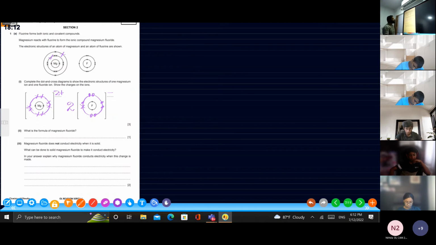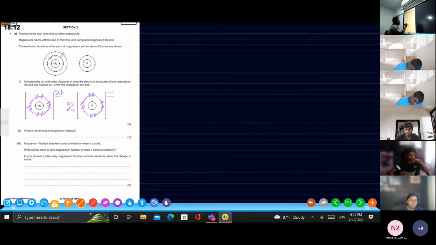Right? So the marks: the correct charge is 1 mark. Correct electronic structures, 1 mark. And 2, 1. You need to have 2 fluoride ions, otherwise it's wrong, because fluorine's valence is 1 and magnesium's valence is 2.